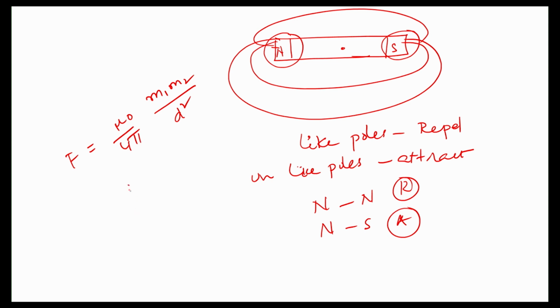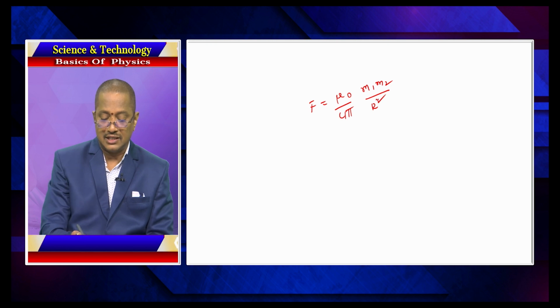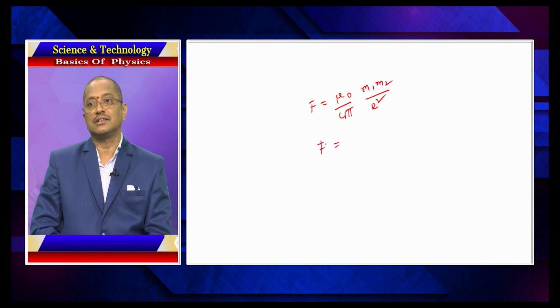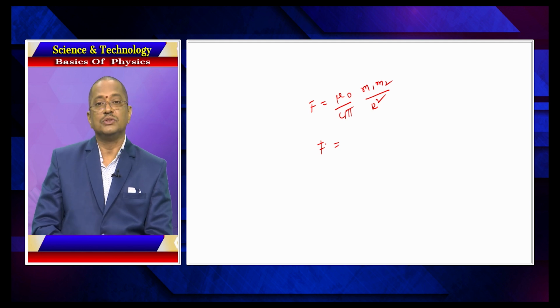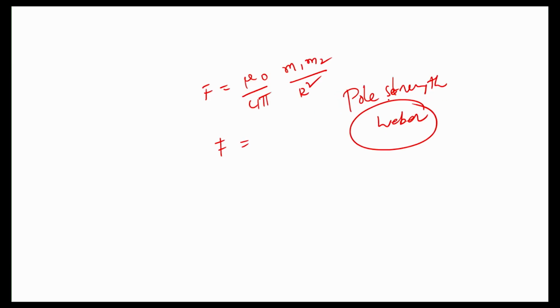Here mu naught is called permeability, and the unit for permeability is Henry per meter. This is a very important thing, you have to know this about the poles. Okay. When you take any two magnets, as I just said, F is equal to mu naught by 4 pi, m1 m2 by r square, and of course the unit for the pole strength is Weber. Unit for the pole strength is called Weber.